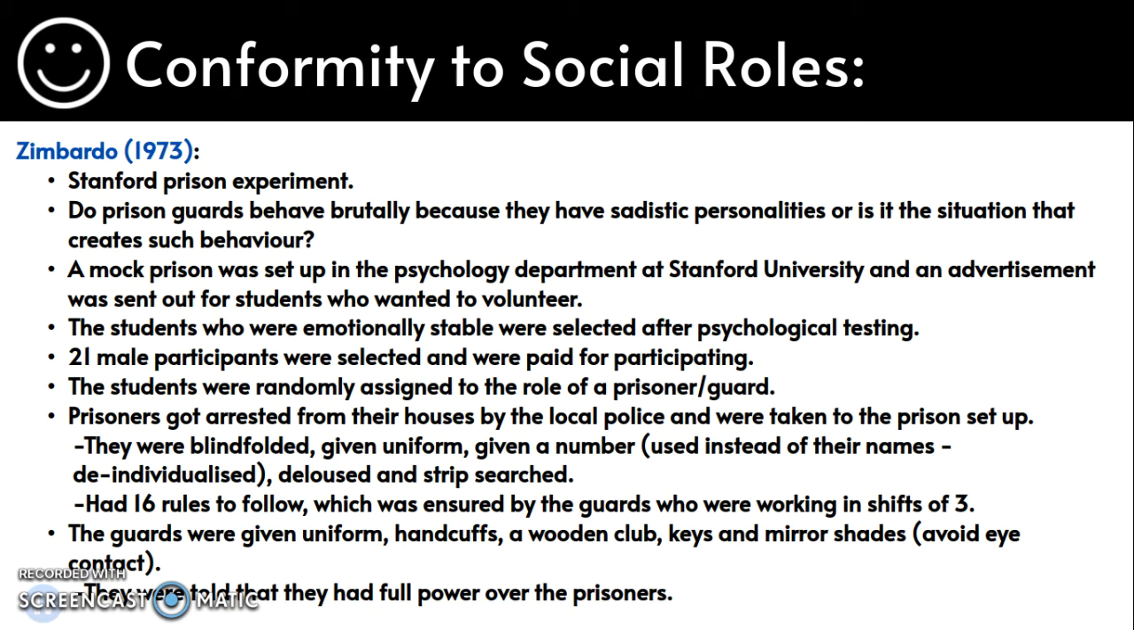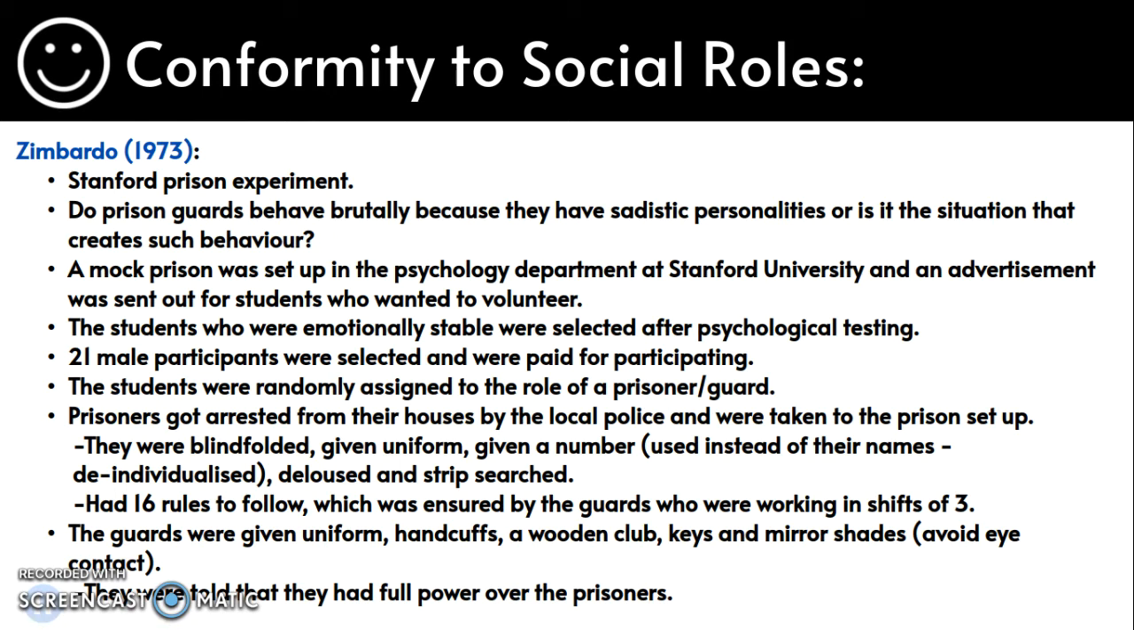Zimbardo in 1973 did a Stanford prison experiment and wanted to investigate if prison guards behave brutally because they have sadistic personalities, or is it the situation that creates such behavior. A mock prison was set up in the psychology department at Stanford University, and an advertisement was sent out for students who wanted to volunteer.